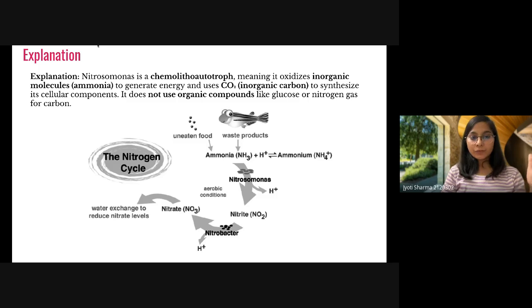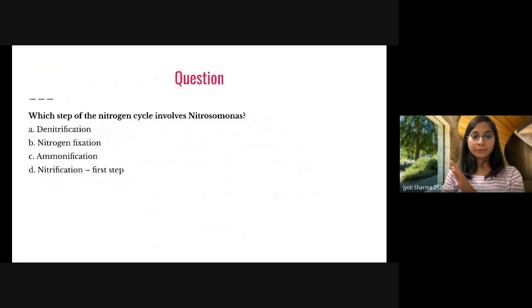Because I already have talked about Nitrosomonas. So this is used when we need to convert ammonia to nitrite. Then which step of the nitrogen cycle involves Nitrosomonas? So this is the nitrification step, where this ammonia is changed into nitrite.